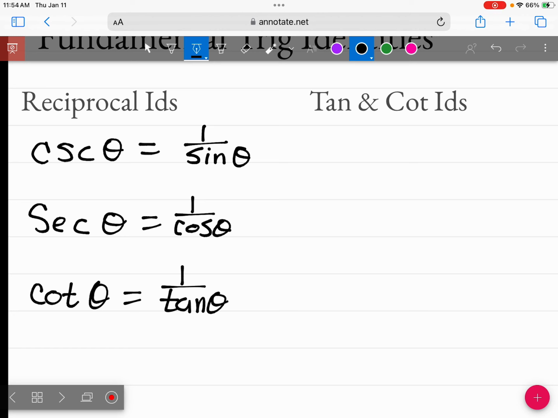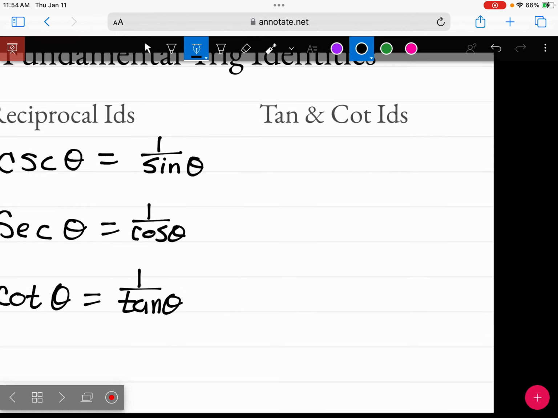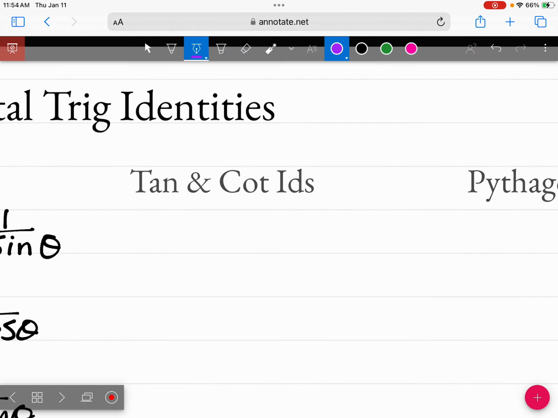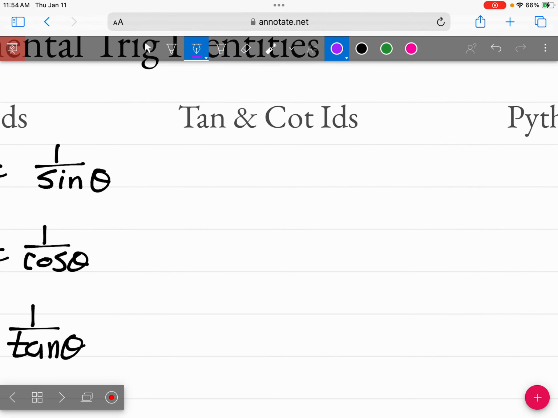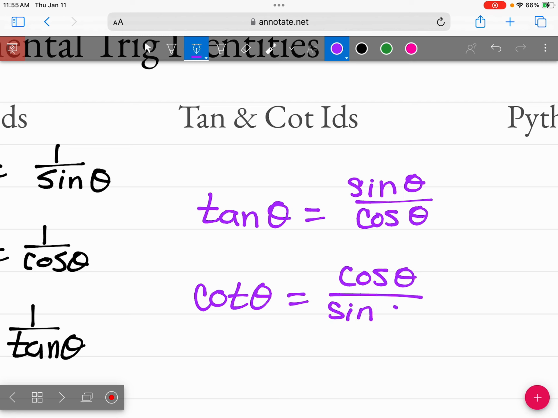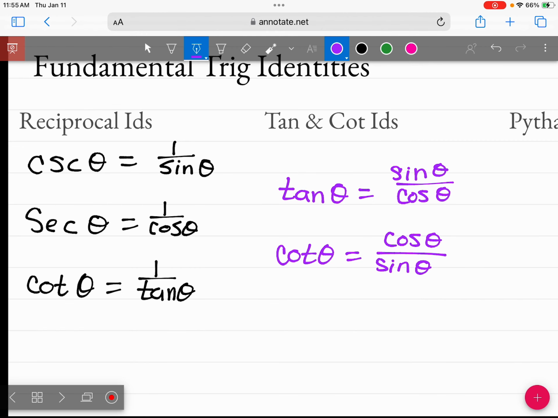Those we've talked about a couple of times already, but they're going to come up repeatedly, and we're going to need to pull them up from the top of our heads pretty quickly. We also want the relationship between tangent and sine and cosine: tangent of theta is the same thing as sine theta over cosine theta, which means cotangent is the reciprocal of that, cosine of theta over sine of theta. Those shouldn't be super new.